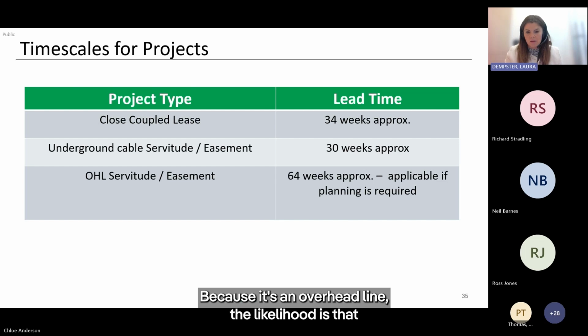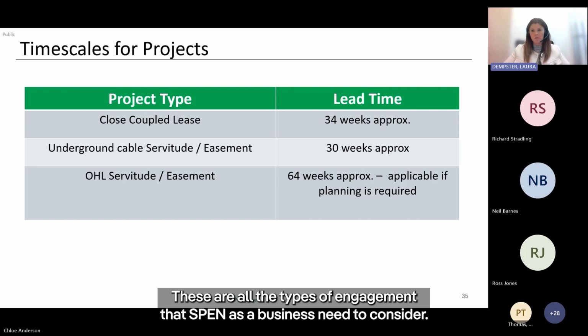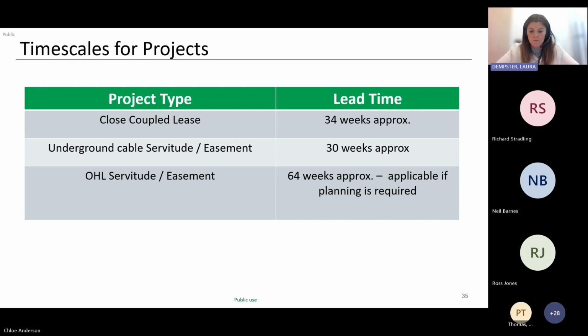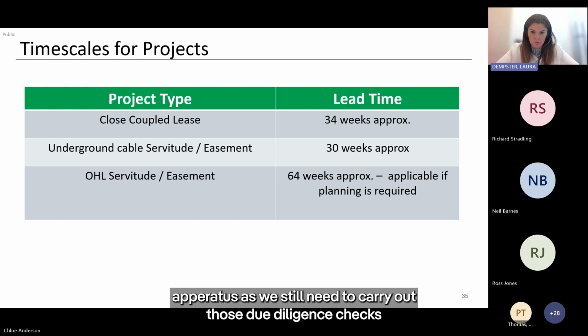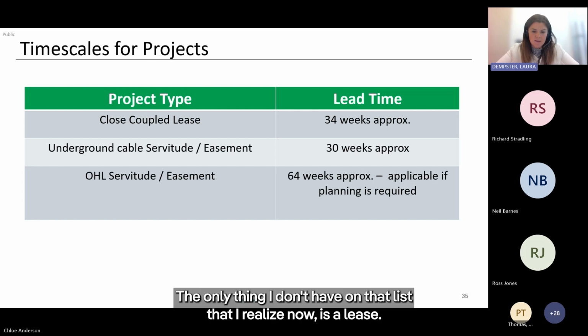Because it's an overhead line, the likelihood is there's going to be a lot of assessments carried out and surveys. So an overhead line survey, environmental surveys, if there's any designations such as SSSIs, SPAs, conservation sites, these are all the types of engagement that Spen as a business need to consider. And that's applicable whether it's POC or full works. If Spen are adopting the apparatus, we still need to carry out those due diligence checks and obtain relevant planning permission where required. The only thing I don't have on that list that I realise now is a lease.